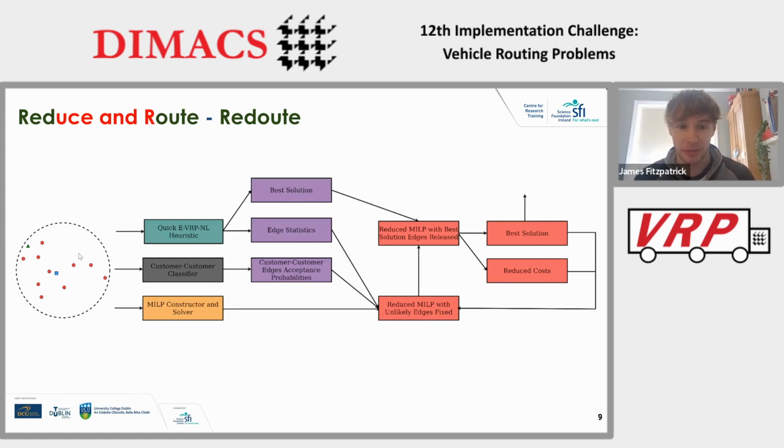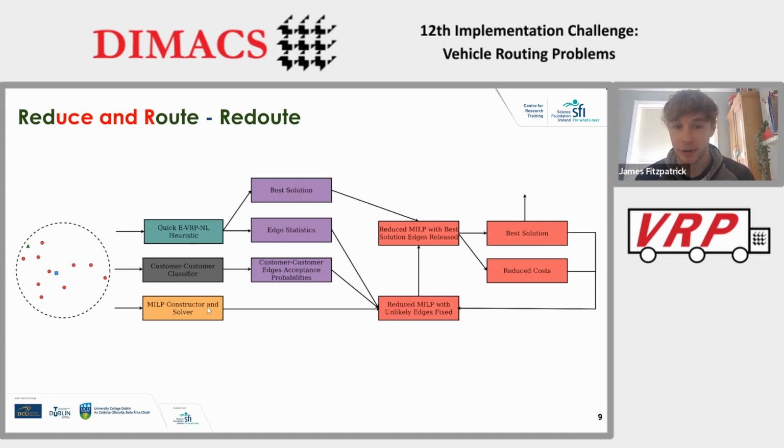Essentially, we have a problem instance. We have a trained classifier for our customer-to-customer edges. It's going to take that problem instance and give us scores for each of those customer-to-customer edges and say what's the likelihood that we should keep it. And also with our heuristic, based off the construction heuristic from the original proponents of the E-VRP, we get our edge statistics. So we see how likely those edges in the graph belong to optimal solutions, or sorry, good solutions, not necessarily optimal. And then we also get the best solution from there and keep it.